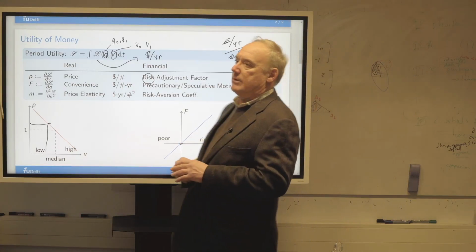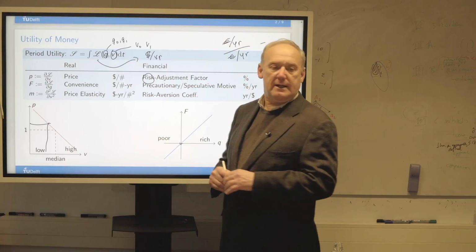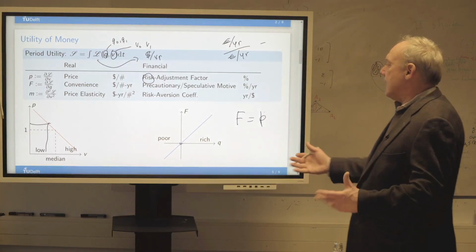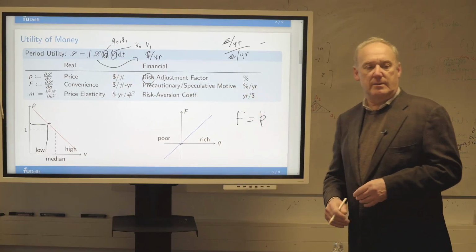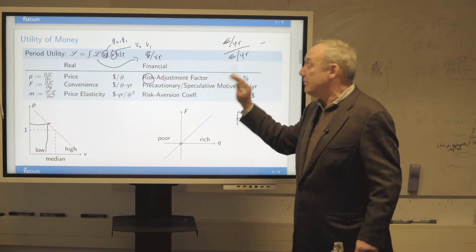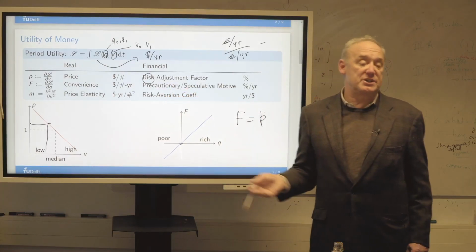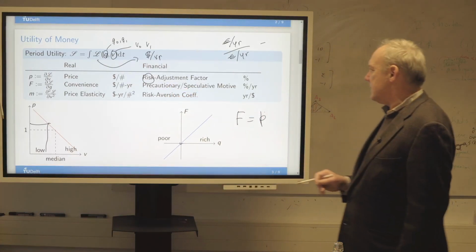This is just a table of some concepts that are there, just getting comfortable with this terminology. So a price is a risk adjustment factor, and the mass, the inertia, is the risk aversion coefficient. It's a little bit confusing, but not too much.